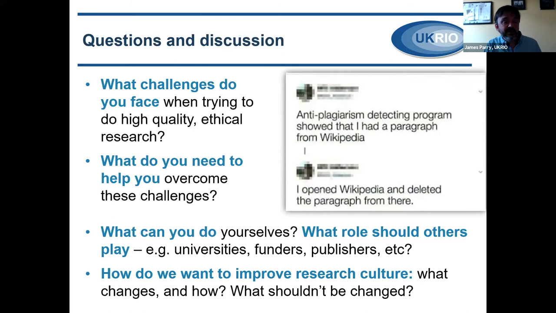What role should organisations play? Research institutions, funders, publishers and the like. And also that big question of research culture. What needs to be changed and how? What don't we want to change? And the things we do want to change, how would we do that? And how would we measure that change?